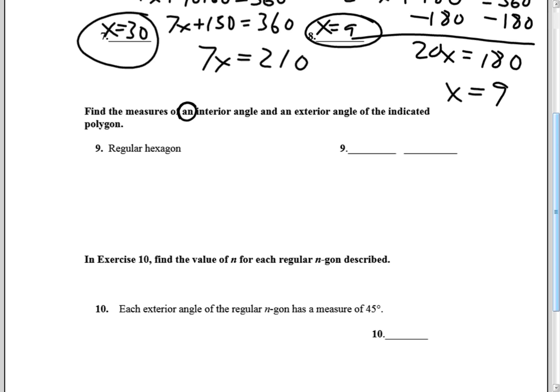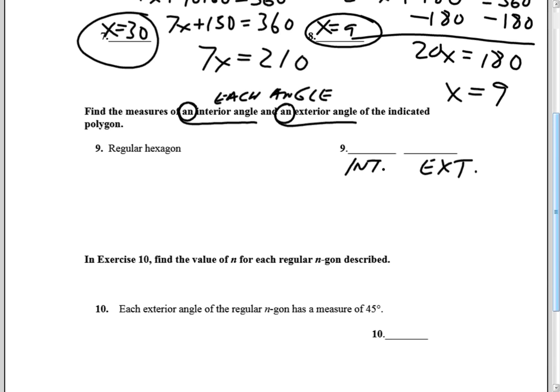Notice what I'm circling and underlining. Mistakes we're seeing, people are ignoring directions. You might have to determine a total, but in the end, you have to determine an individual angle also. So you could think of this as find each angle. So we'll put interior here, and we'll put exterior here.